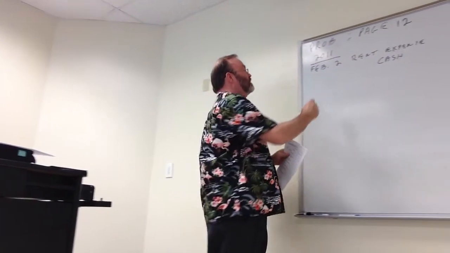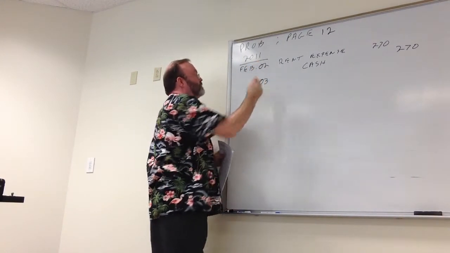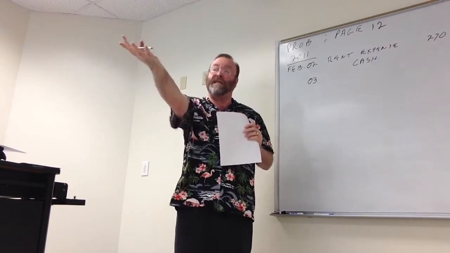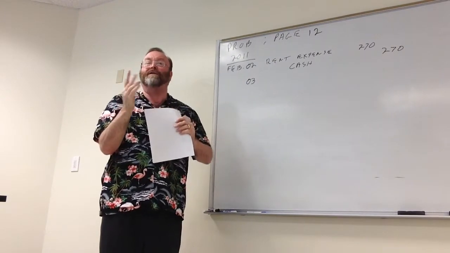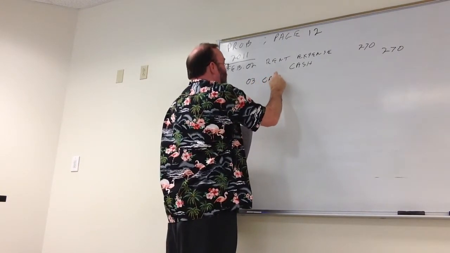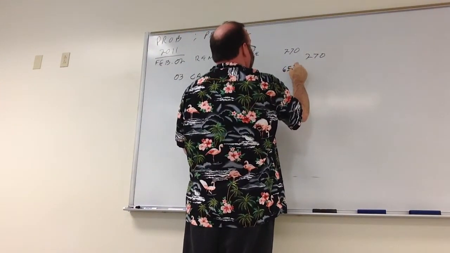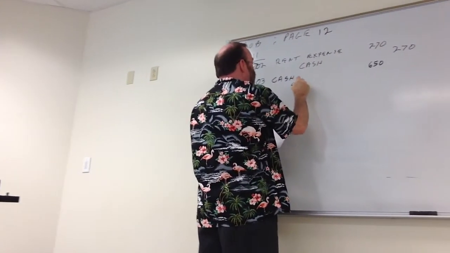$650. Always do the debit first. So if we received the fees, how did people pay us? They paid us in cash. So that's the debit, $650. And what's the credit? Revenues. And in this case, it's service revenue.